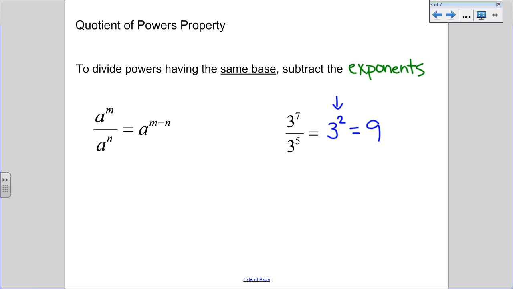So we're just subtracting between 7 and 5? Yeah, because you're just canceling out 3's. Is this what it said here? Did it say to subtract the exponents? Yep. We have to make sure that it's the same base, so these both have to be 3's. If one is a 3 and one's a 4, I can't subtract their exponents. But as long as these are both 3's, they're both x's, we can do that.